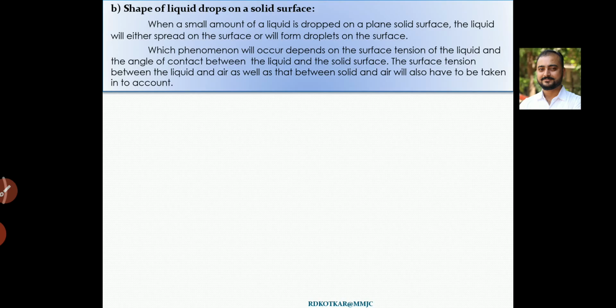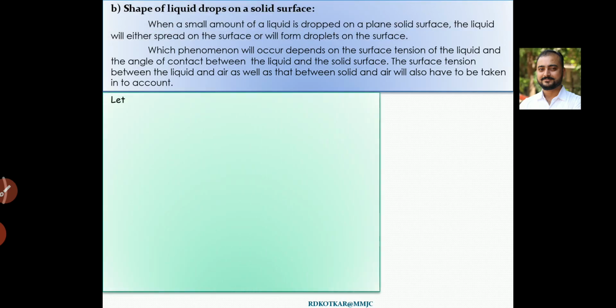The surface tension between the liquid and air, as well as that between solid and air, will also have been taken into consideration. Okay, what does that mean? You observe here, in case we consider this diagram, from this diagram I will explain these two lines. The surface tension between the liquid and air, as well as that between the solid and air.